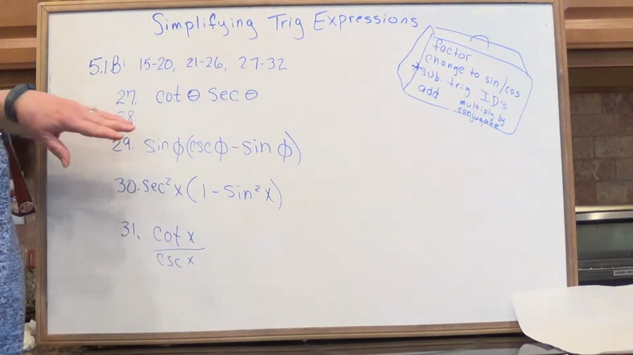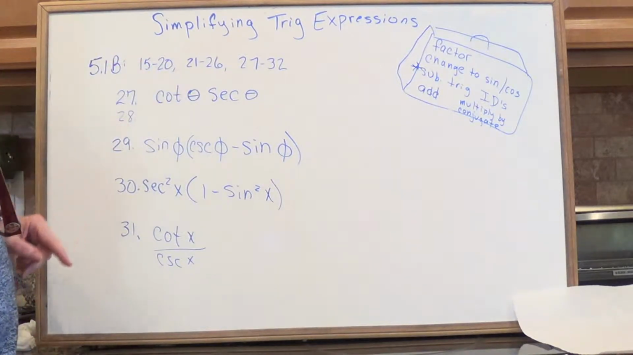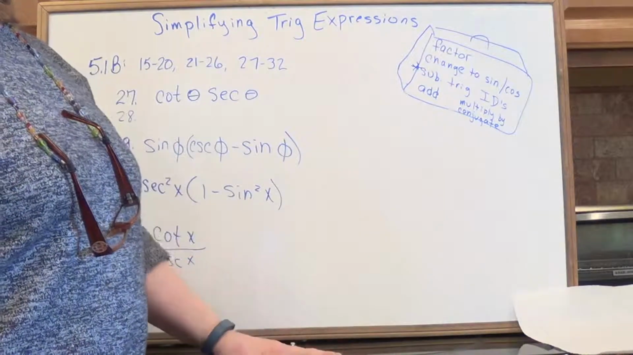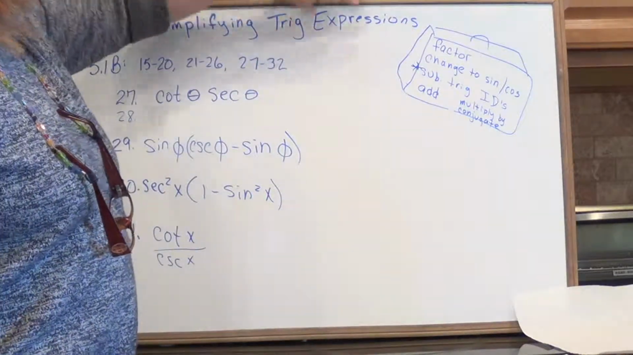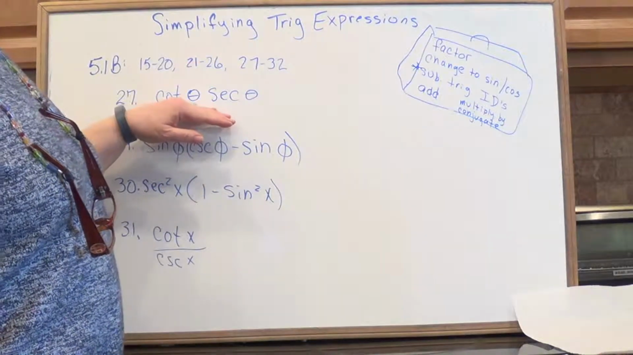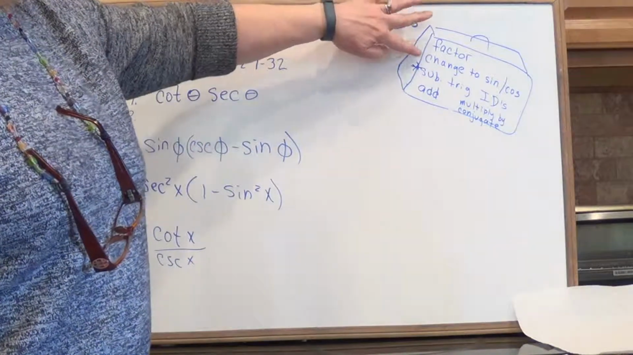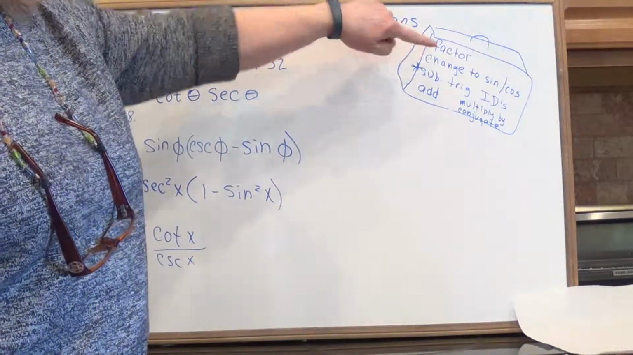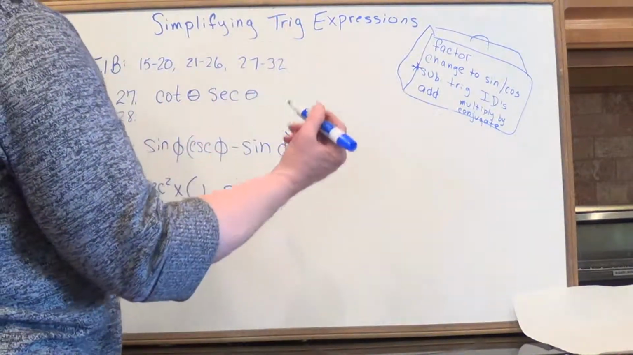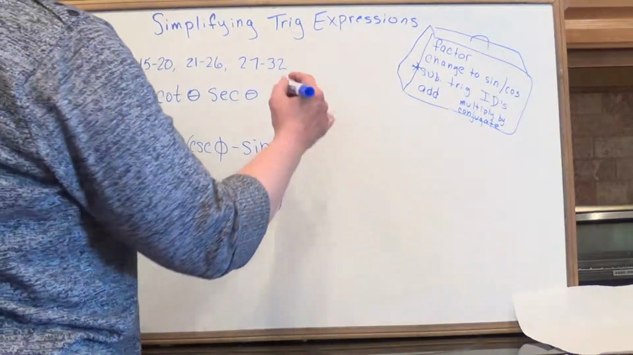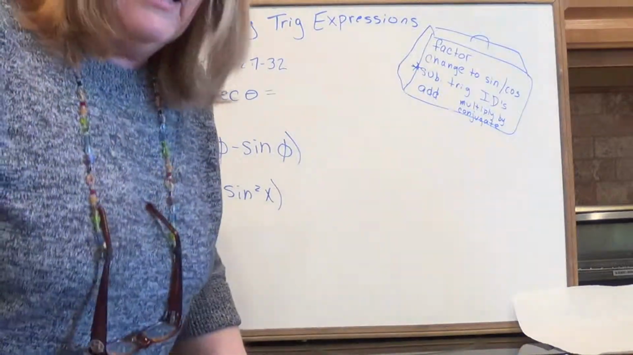So, number 27, you were asked to simplify the cotangent times the secant. Looking at your box of tools, it's not factorable, I don't see a trig ID staring me in the face, and there's nothing to add, so it must be changed to sine and cosine. Hopefully your mathematical nose, your sense of mathematical smell, will lead you to changing these to sine and cosine.